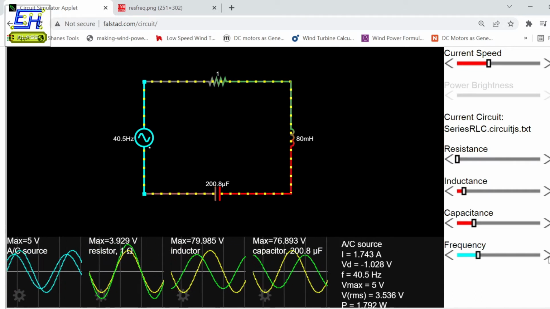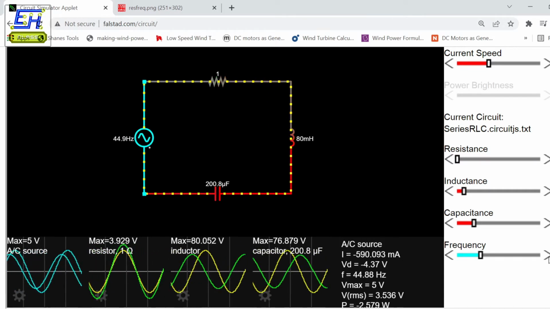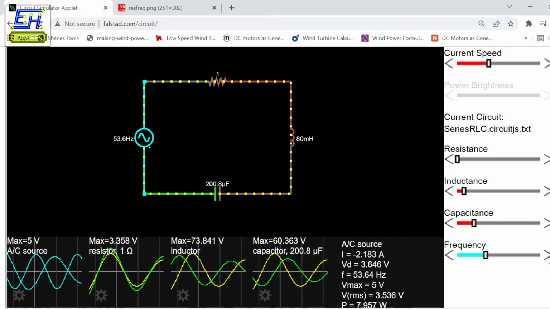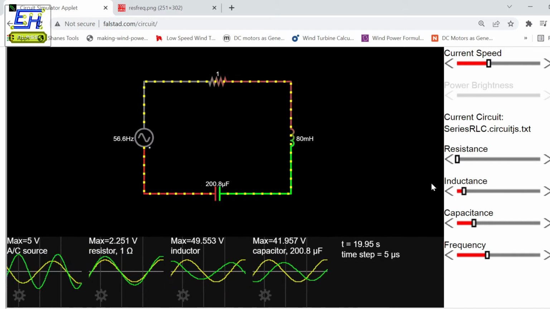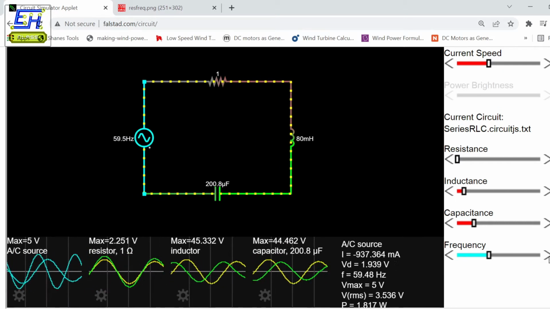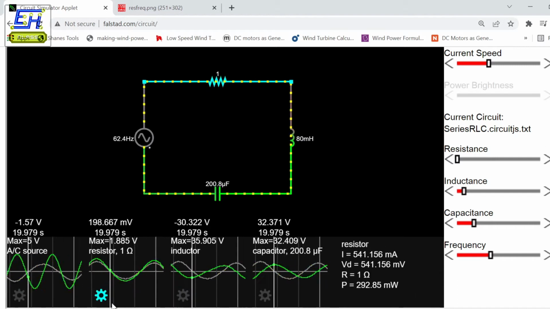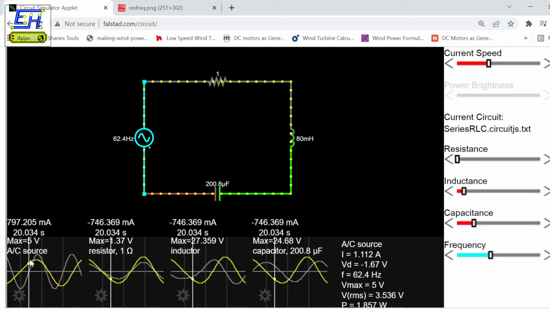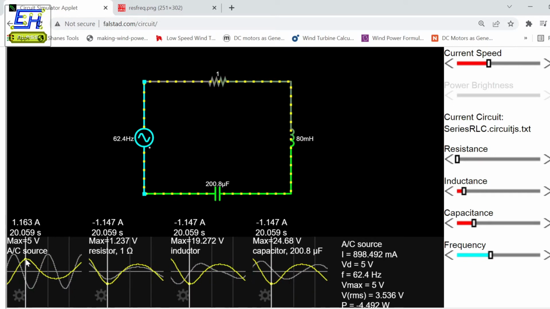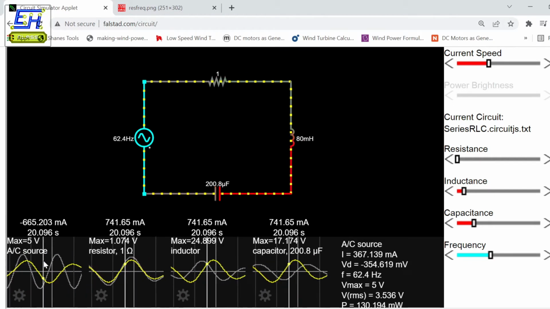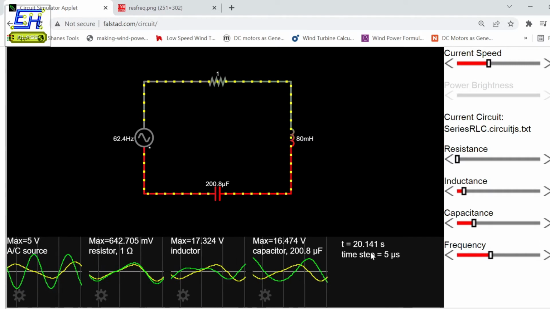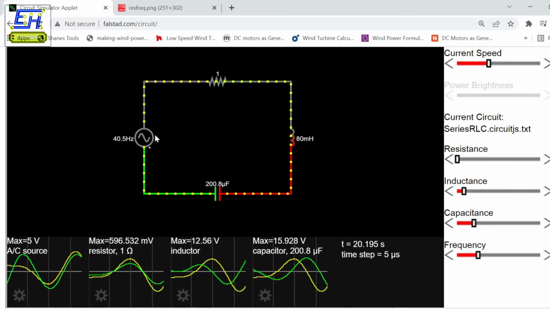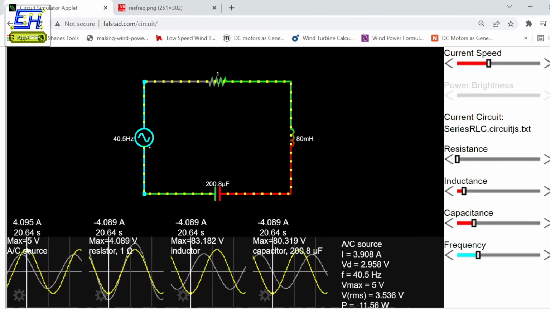Now if I increase the frequency, carefully observe. I have increased the frequency, and you can see that the current has decreased. How much is the value? You can see that it is now closer to 1 ampere. Earlier it was 4 amperes, and if I go back to 40.5, we'll again get the current of 4 amperes.